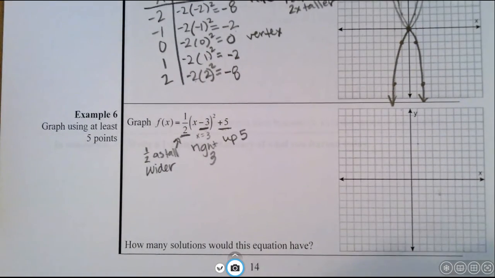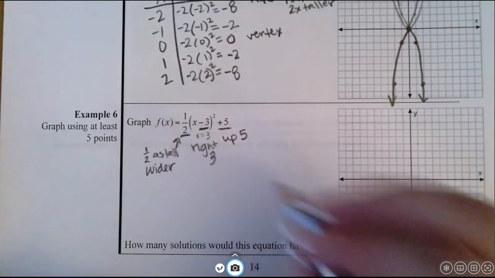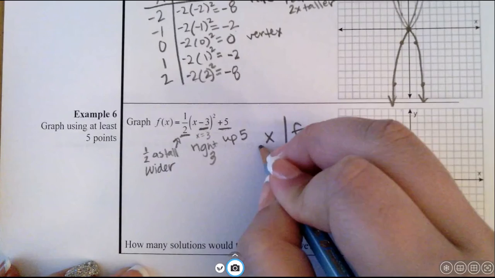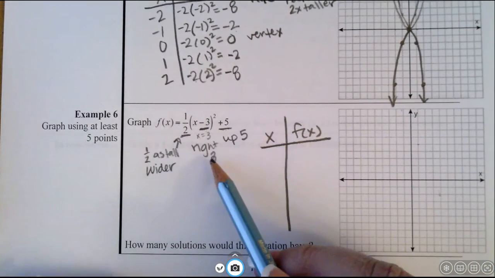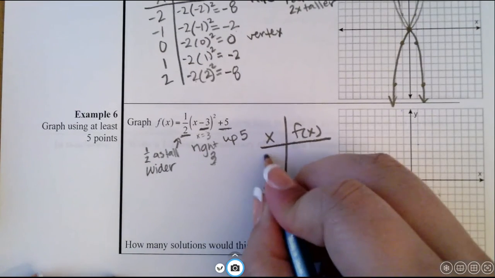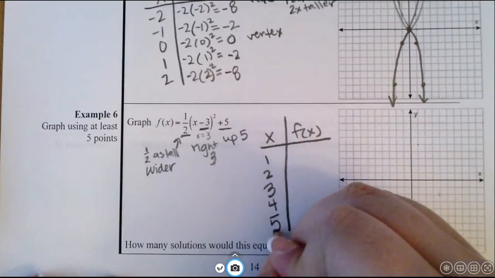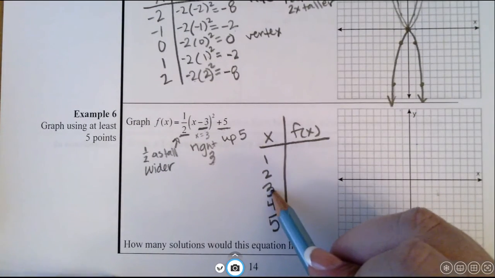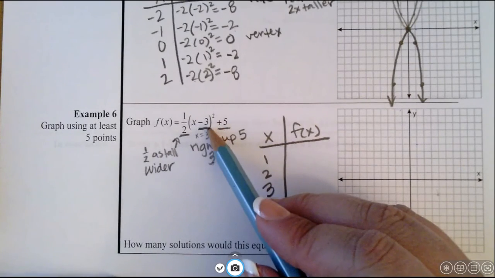Okay, so we need to find some points. X, f of x. The first thing we have to look at is, where's my center? My center went to the right by 3. So my middle should be 3, 2, 1, 4, 5. Okay, so there's my center. And then I'm going to start doing these computations.